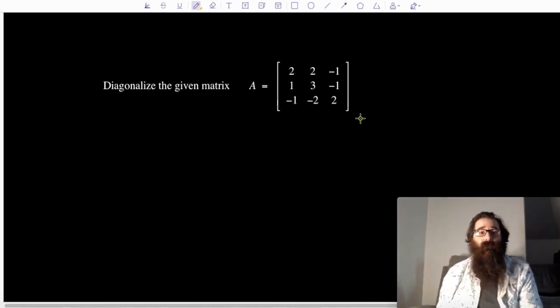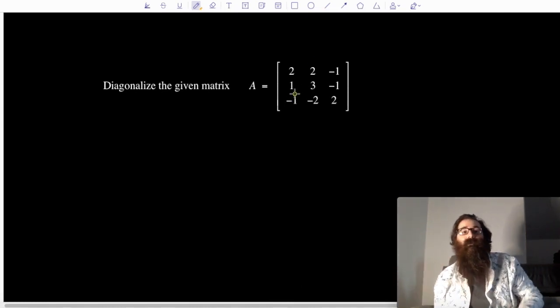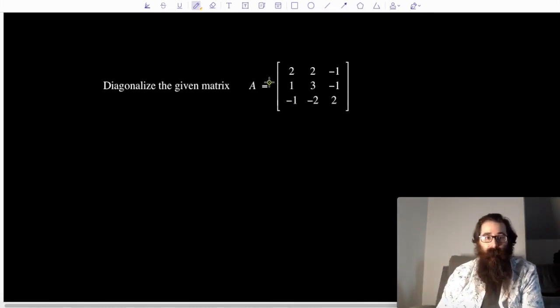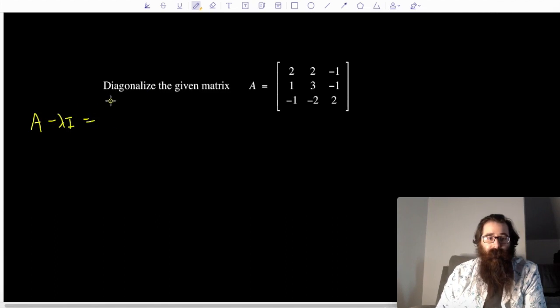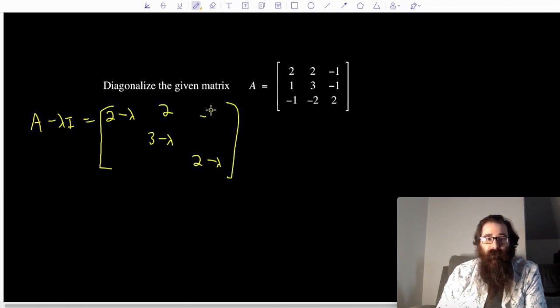Let's take a look at another example here. So let's see, and now we'll take a look at a 3 by 3 example. And let's find the eigenvalues. This is going to be a bit more involved. So A minus lambda I. I'm going to subtract lambda on the main diagonal. So 2 minus lambda. And then in the middle, 3 minus lambda. And then bottom corner, 2 minus lambda. But all the rest of those entries are going to stay the same.